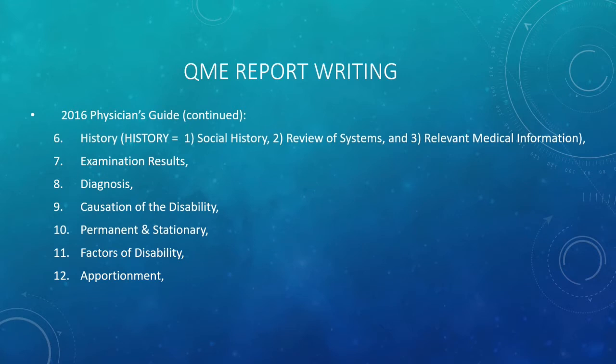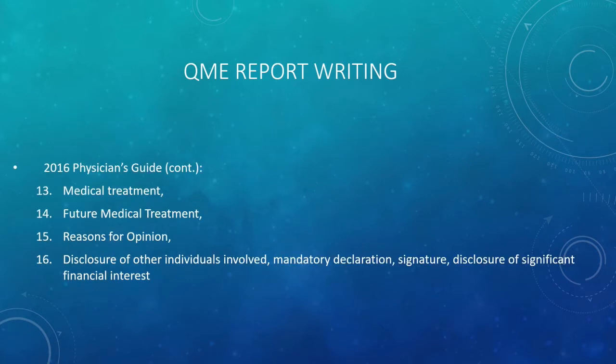Number 12 is our opinion on apportionment. Section 13 is where you discuss the medical treatment that the injured worker has received to date. In Section 14, you talk about either further medical treatment or the need for future medical treatment. And then with Sections 15 and 16, we conclude the report. In Section 15, you provide your reasons for opinion. And let me just say a couple of comments about reasons for opinion.